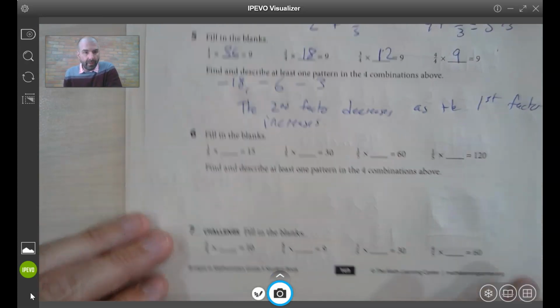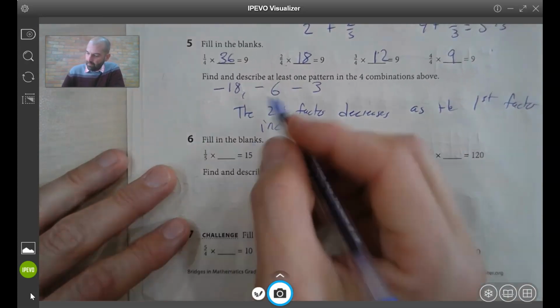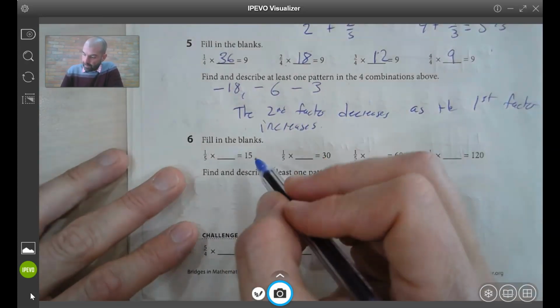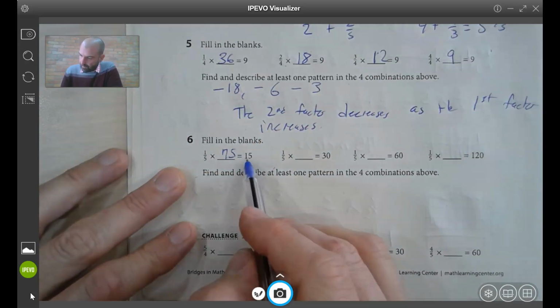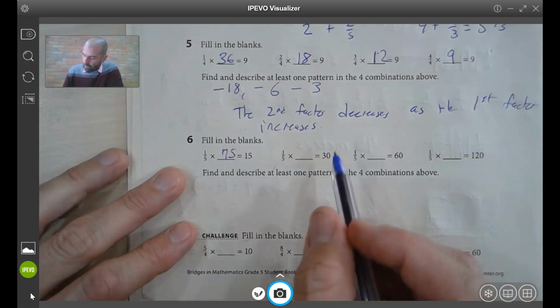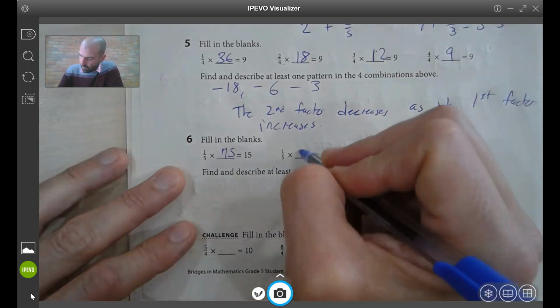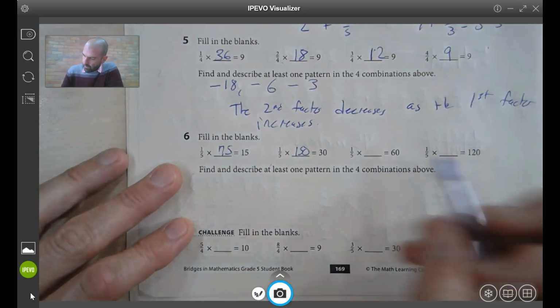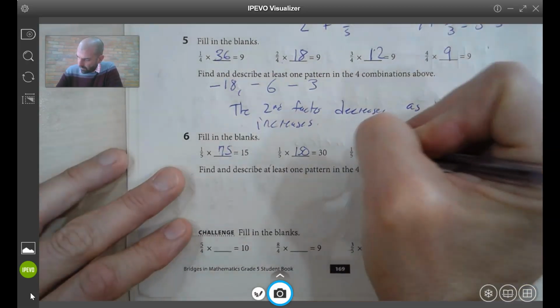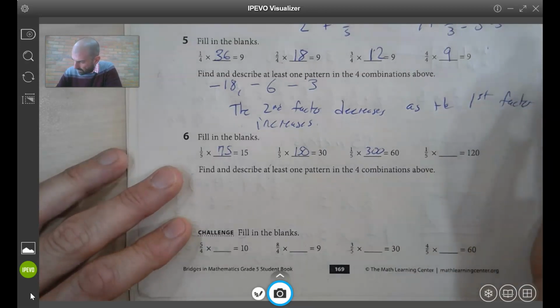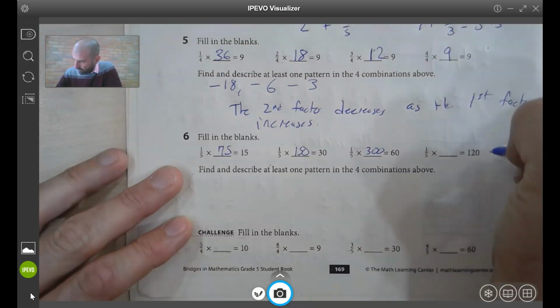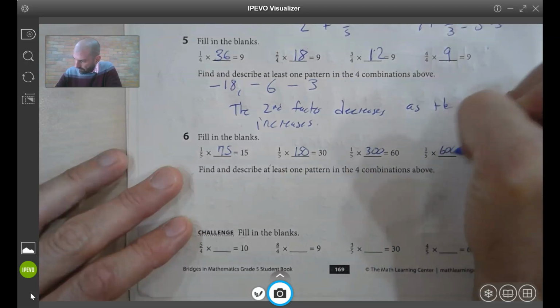All right, fill in the blanks. 1/5 of something is 15. 1/5 of what? 75? Because this would be 15 5 times. 1/5 of something is 30. So that would be what? 150. 1/5 of something is 60, 300. 1/5 of something is 120. That would be 5 times 120 is 600.